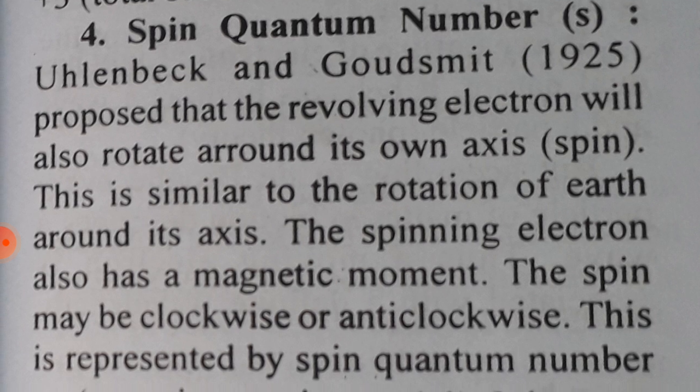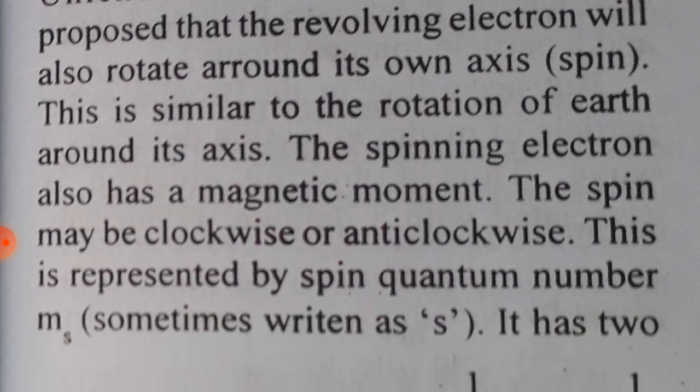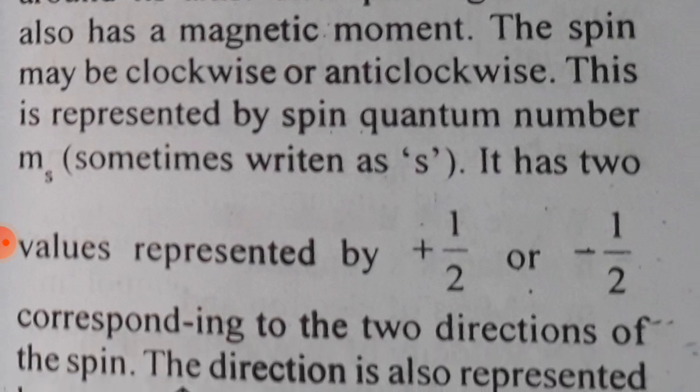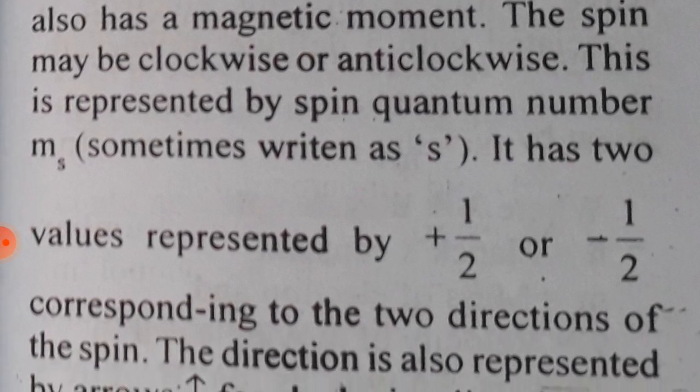4. Spin quantum number s. Uhlenbeck and Goudsmit, in 1925, proposed that the revolving electron will also rotate around its own axis, called spin. This is similar to the rotation of the Earth around its axis. The spinning electron also has a magnetic moment. The spin may be clockwise or anti-clockwise. This is represented by the spin quantum number ms, sometimes written as s.